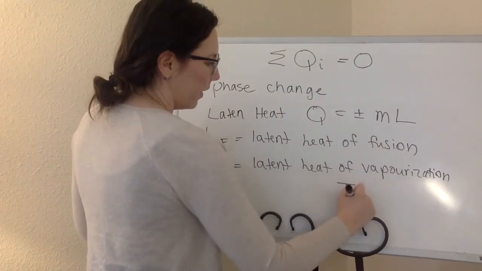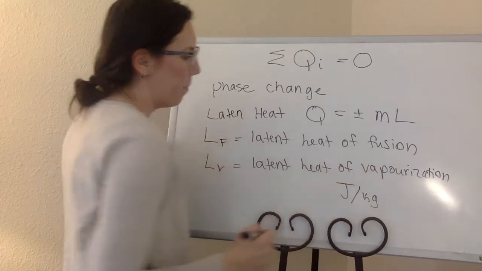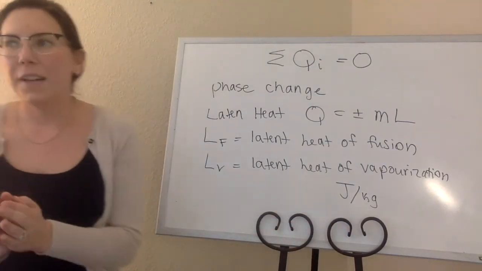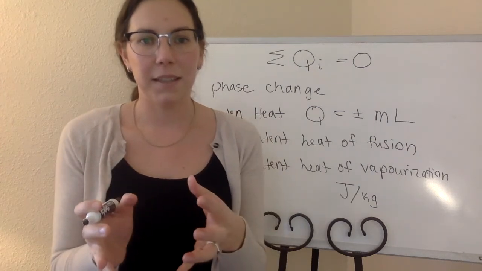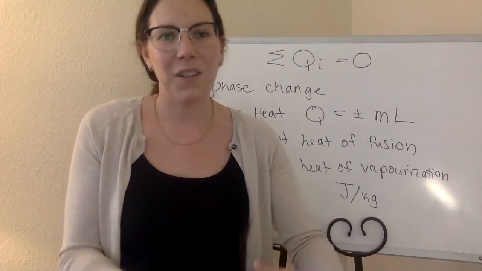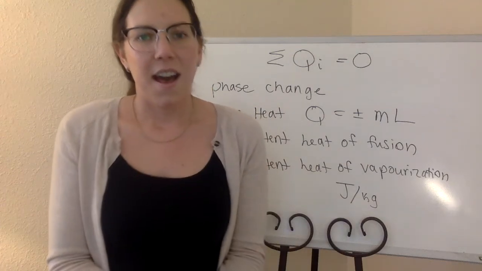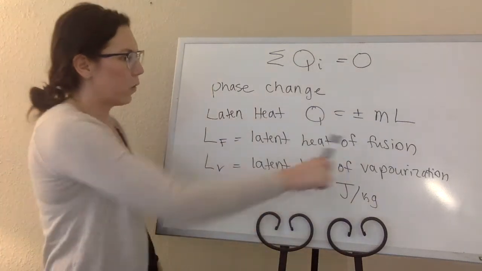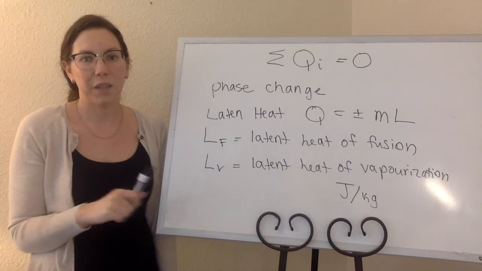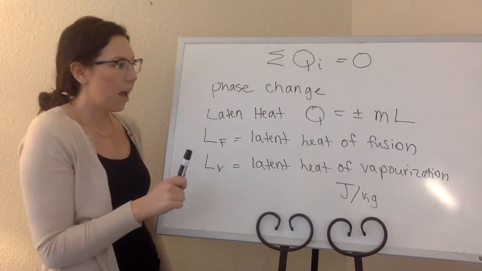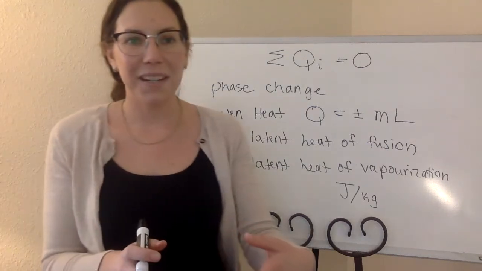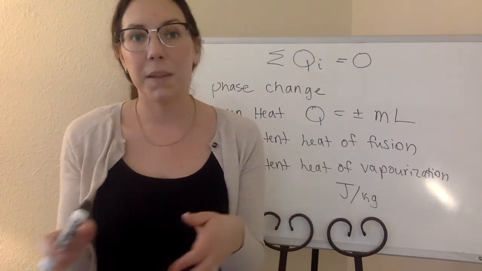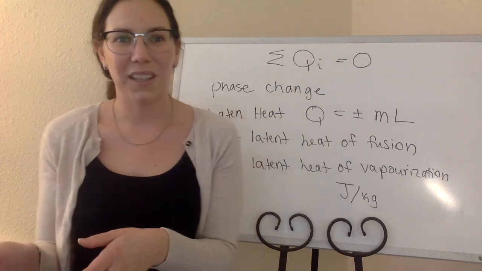Both of these constants are measured in joules per kilogram, and they give the amount of energy required to convert 1 kilogram of a specific substance into the next phase. So if we're talking about latent heat of fusion, this is the energy required to convert 1 kilogram of a substance from either a solid to a liquid or a liquid to a solid. It would be the energy released from a liquid to a solid.